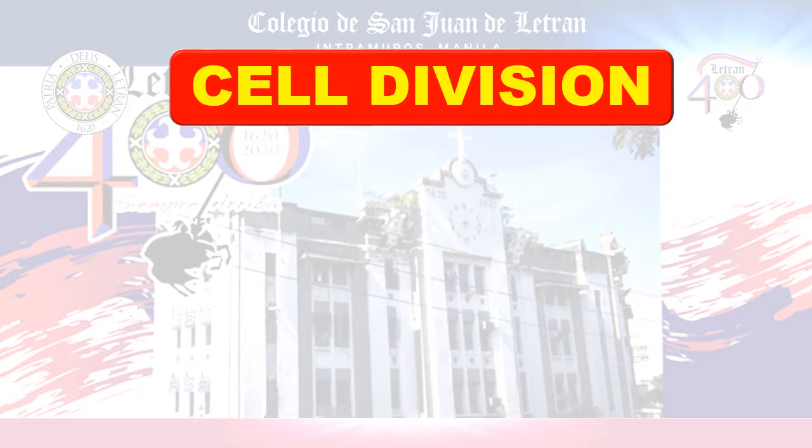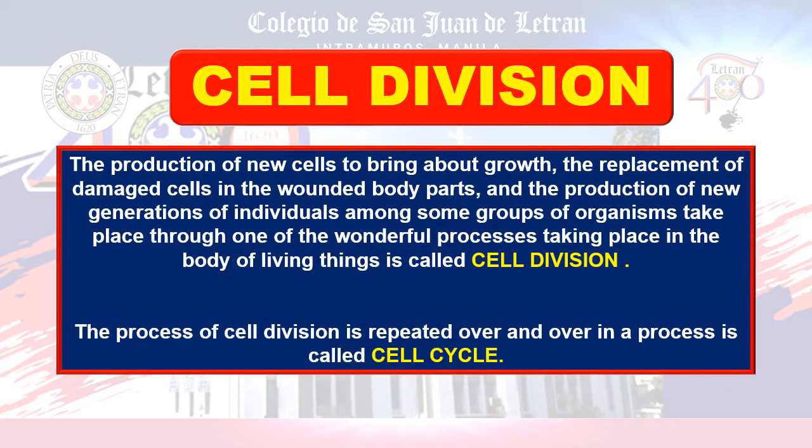So what is cell division? Cell division is the process by which a parent cell divides into two or more daughter cells. Cell division usually occurs as part of a larger cell cycle. This includes the production of new cells to bring about growth, replacement of damaged cells in the wounded body parts, and the production of new generations of organisms. Cell division is a basic process in all living organisms involving separation of the genetic material. This process of cell division is repeated over and over, and this is called the cell cycle.